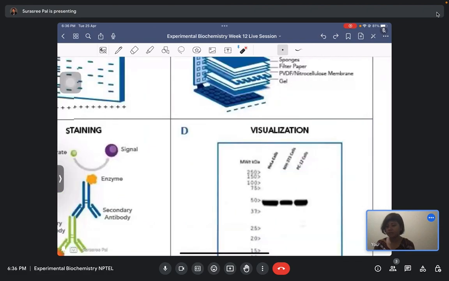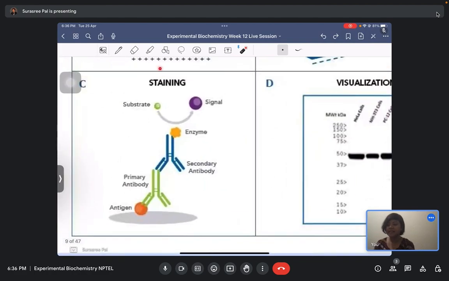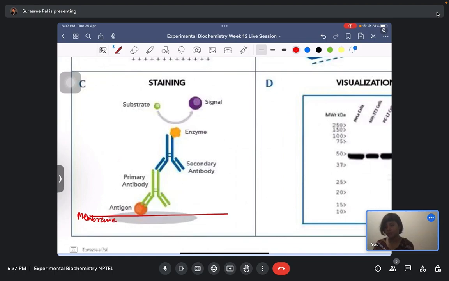Now the next step will be staining. So now after the proteins are already present on the membrane, the next step will be to visualize the protein of our interest. Suppose this orange one is our protein X, which we want to visualize, and it is bound to the membrane. So suppose here is a membrane, and the antigen, or in our case this protein of interest, is present on the membrane.